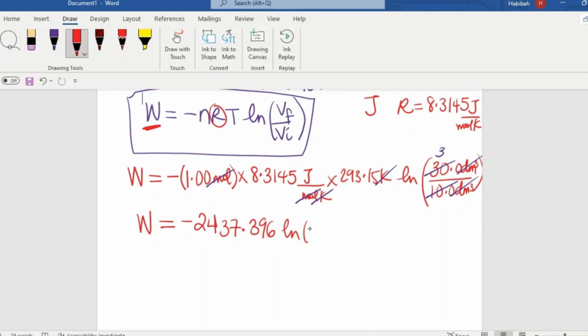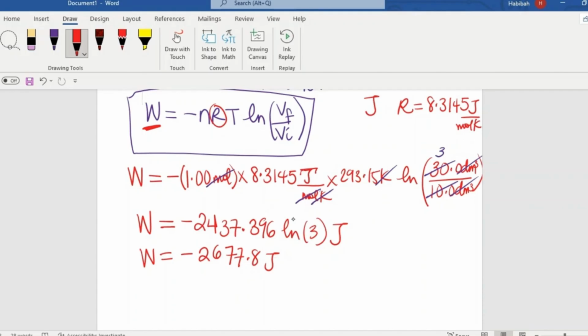So that would be ln 3. This work done is now going to be negative blah blah blah ln 3, so that will be times ln 3. When you put it in your calculator, you're going to get negative 2677.8. And of course, let's not forget the unit: joules.